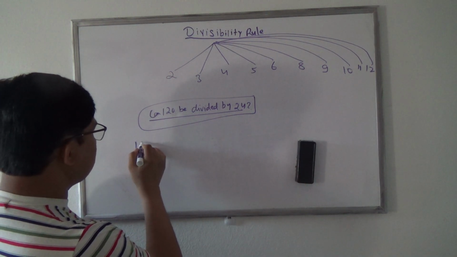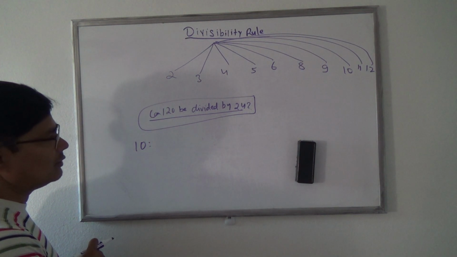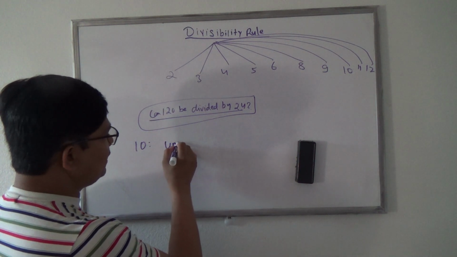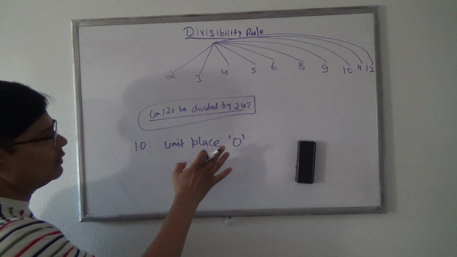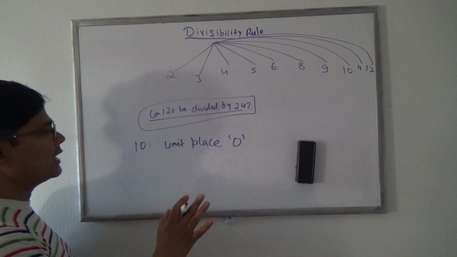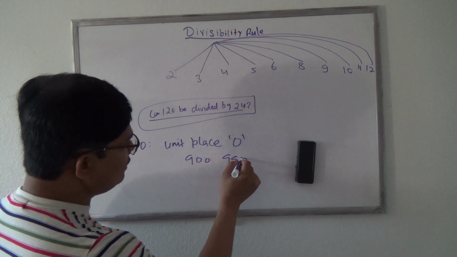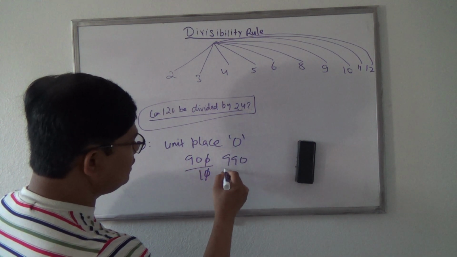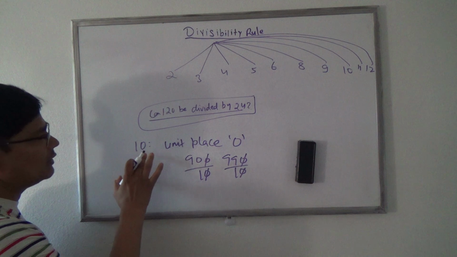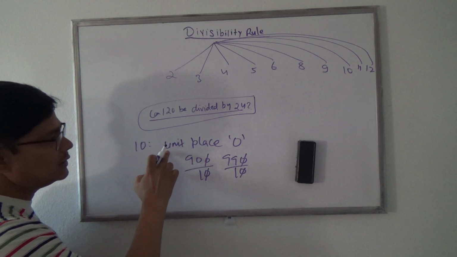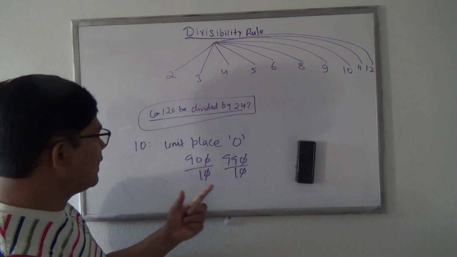And the easiest thing, how to find if a number is divisible by 10 or not. Just look at the unit place. If the number has 0 at the unit place, you are sure that it can be divided by 10. Take any number, 900, 990, and try to divide by 10. So yeah, 90, and here 99. So it's very simple. If the unit place has 0, it means the number can be divided by 10.